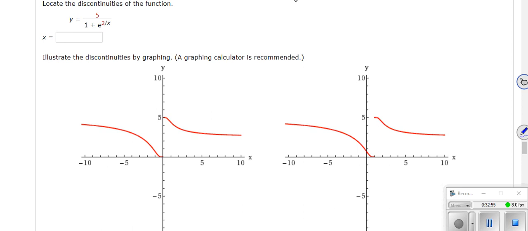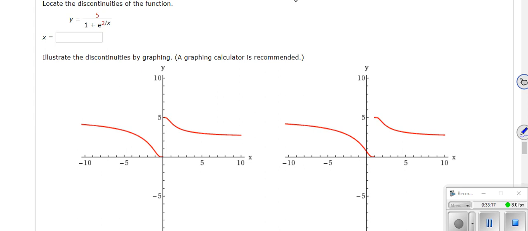Locate the discontinuities of the function. Okay, well, it says illustrate the discontinuities by graphing. A graphing calculator is recommended. Well, that's great, good, and fine. Honestly, though, if you're going to show the discontinuities, you actually need to kind of do the graphing first.